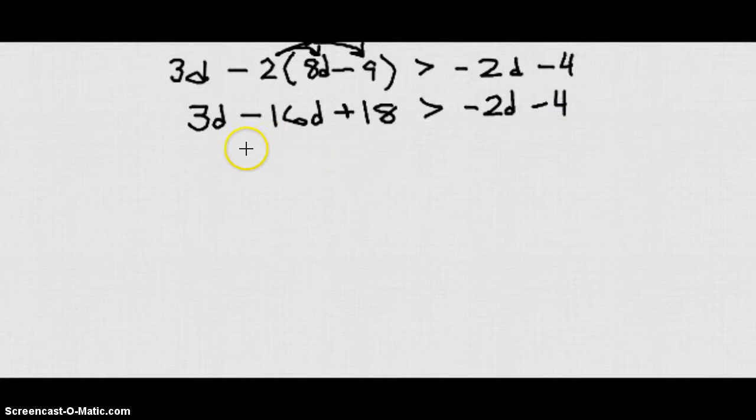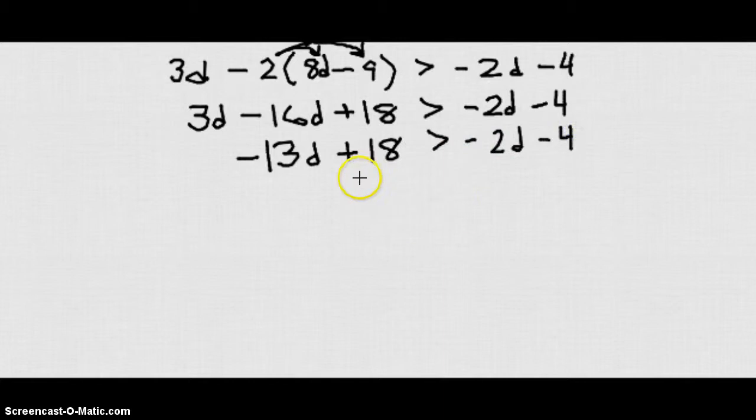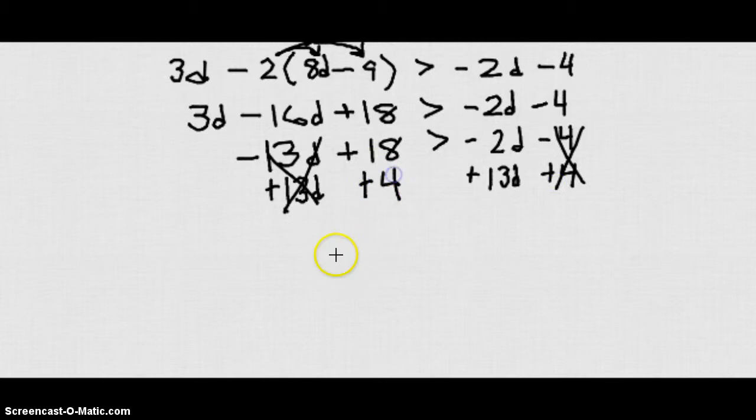Let's combine our like terms over here. 3d minus 16d is going to be negative 13d plus 18 greater than 2d minus 4. Let's combine our like terms. We'll add 13d to both sides. That'll cancel out my 13d. We'll add 4 to both sides, which will cancel out my negative 4. On the left, we get 18 plus 4, which is 22, is greater than negative 2d plus 13d, which gives me 11d. Divide both sides by 11.